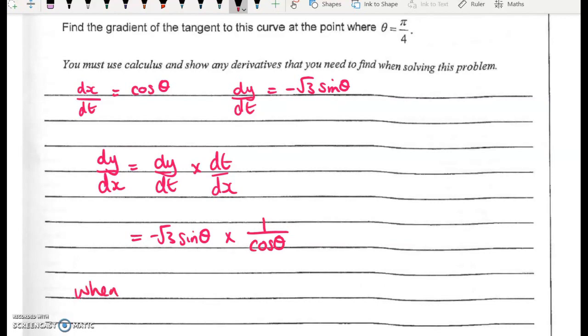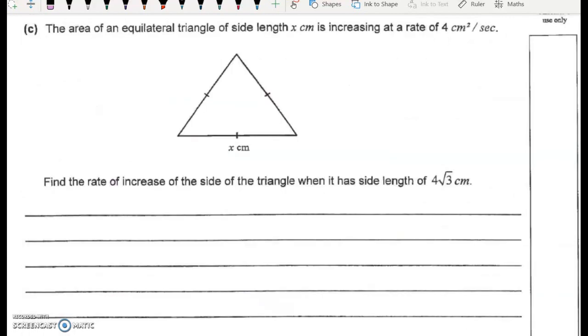When theta is equal to pi by 4, you can pop that into your values here. We get that dy by dx will be equal to minus root 3. Possibly the decimal answer as well. In this one, you don't really get marked down if you don't do the decimal answer. It'd be nicer to do it as the square root of 3 and recognize those exact values where you can, but you're not going to get marked down if you don't. Part C is a rates of change question.